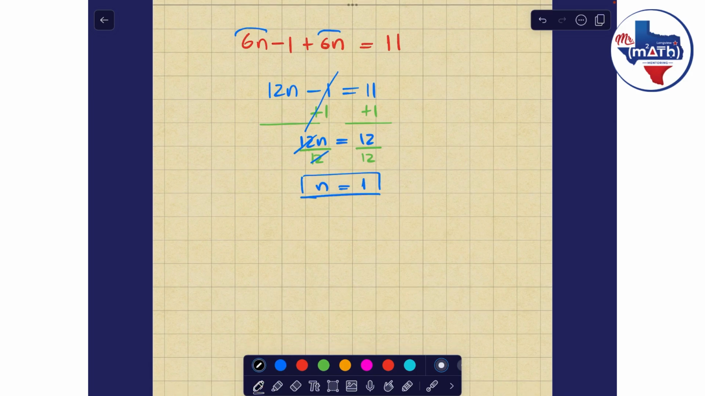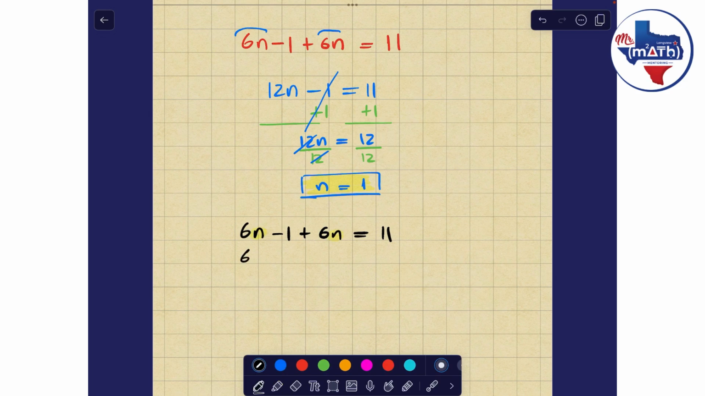Okay, let's go ahead and verify. How do we verify if that answer is correct? Let's rewrite our equation: 6n minus 1 plus 6n equals 11. So remember what's going to happen. This n equals 1 needs to be replaced instead of the values of n.